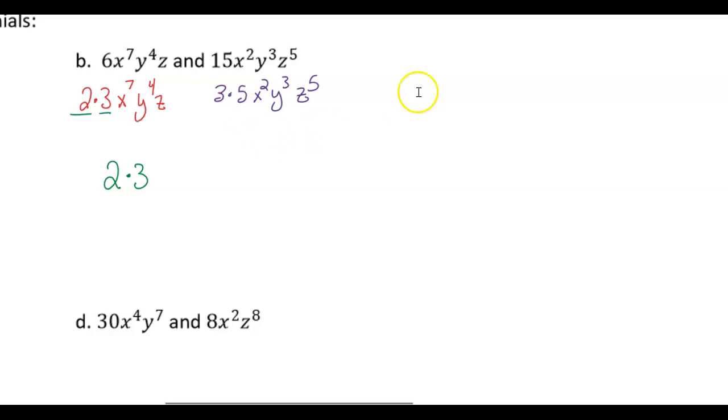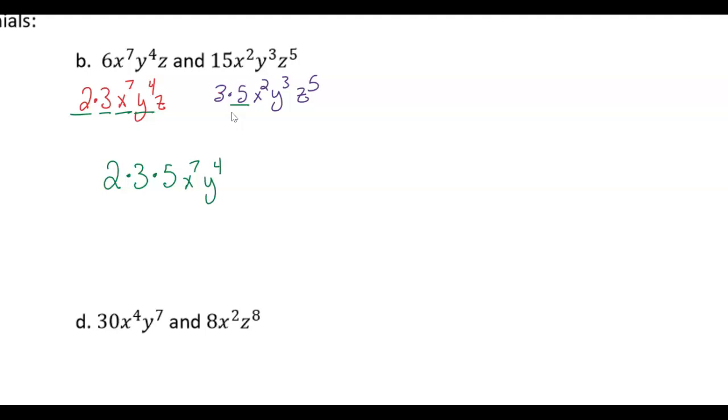Now look at the 5. The 5 comes from over here on the 15. There's not a 5 on this one. So the higher between the two is just this single 5. It does occur. Okay, now look at the x's. I have x to the 7th and x squared. The one with the higher power is x to the 7th. That's the one I'm going to use. Okay, I have y to the 4th and y cubed. The higher power is y to the 4th, so I'm going to use that one.